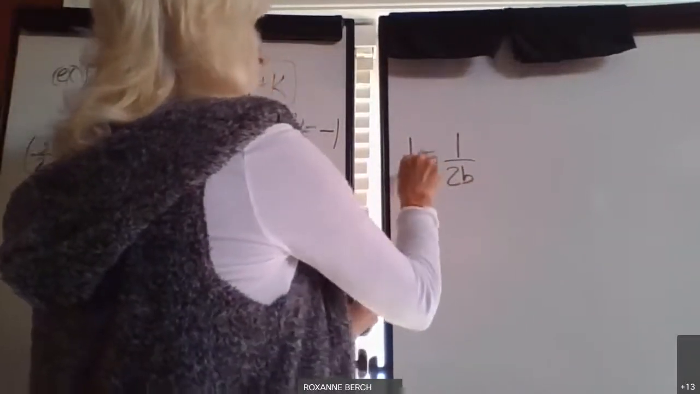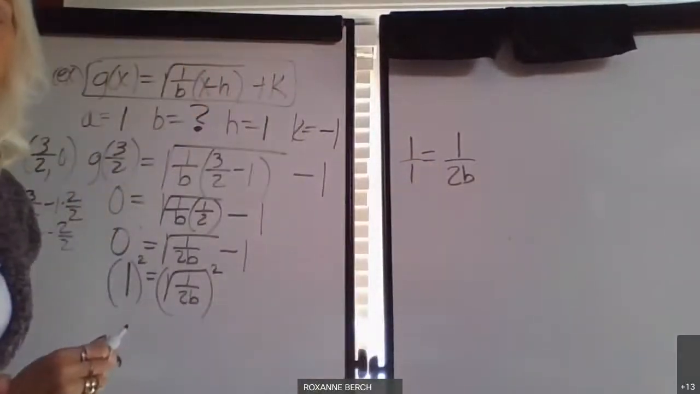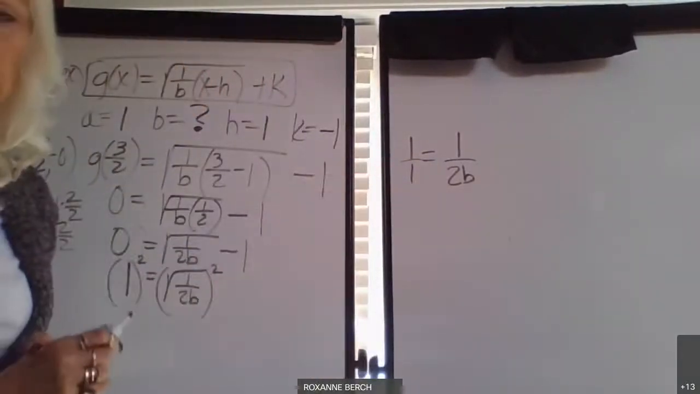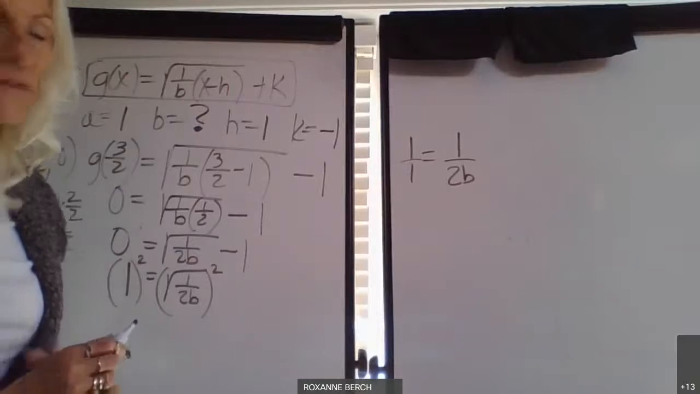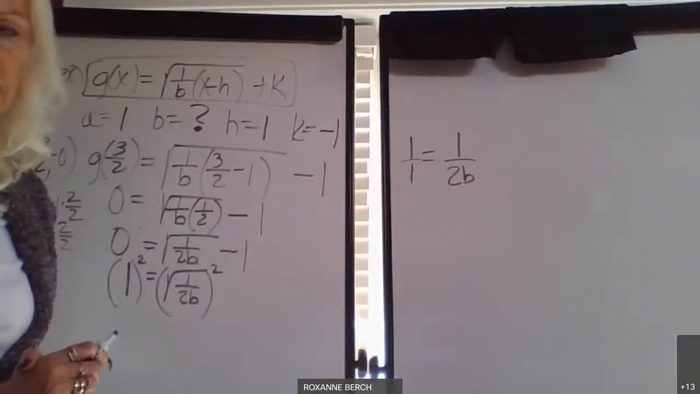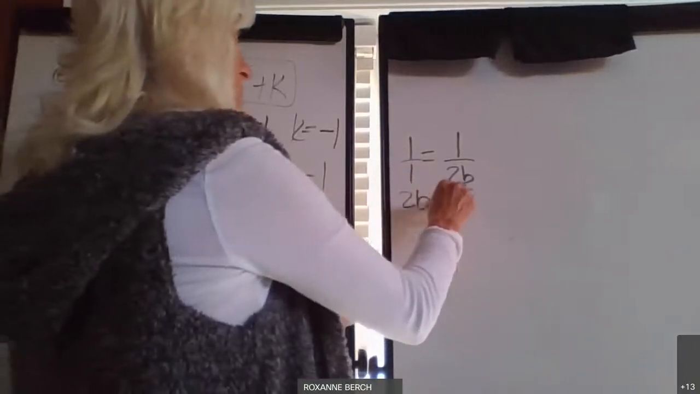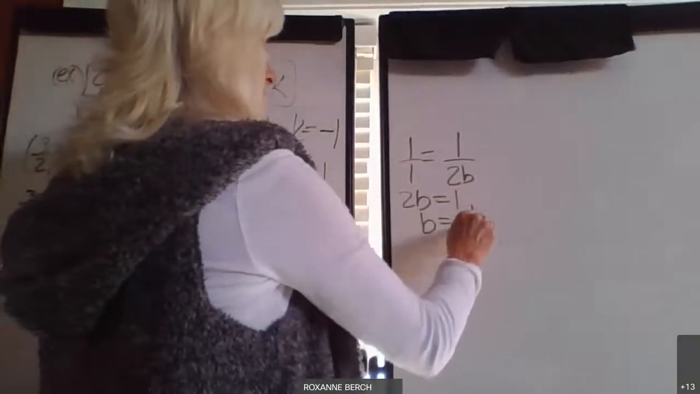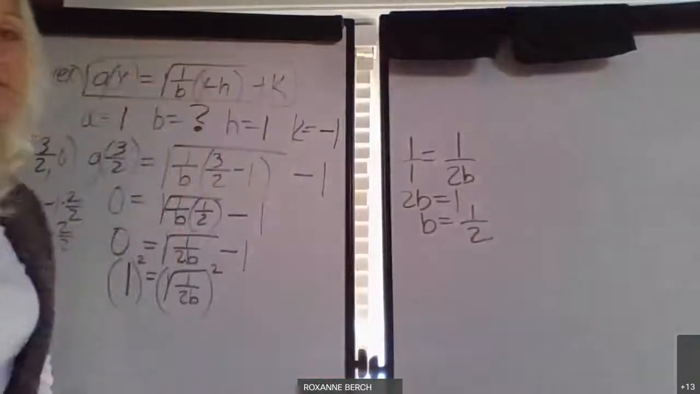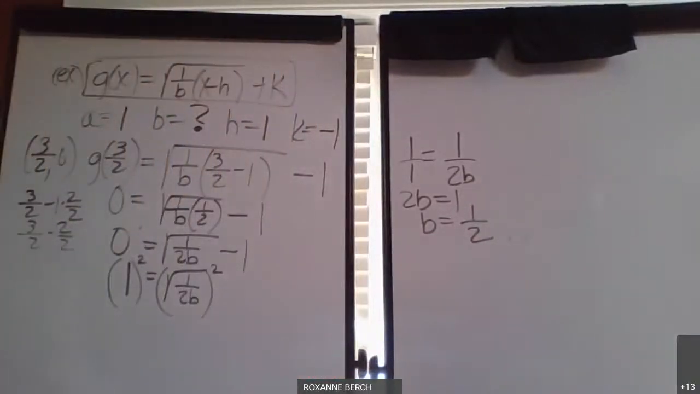Well, we just worked with rational equations, so can't you cross multiply when you have a proportion? This is a rational equation, right? So wouldn't that be 2b times 1 equals 1? So b equals 1/2? Follow that?